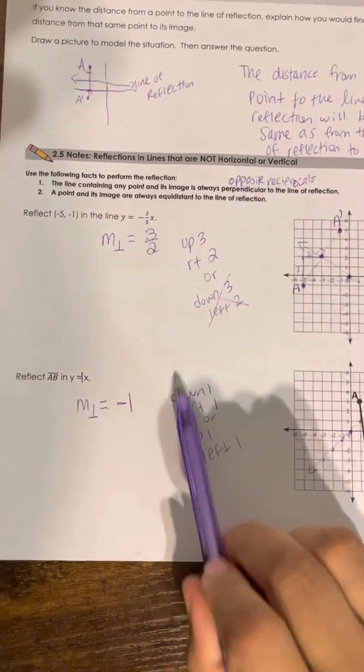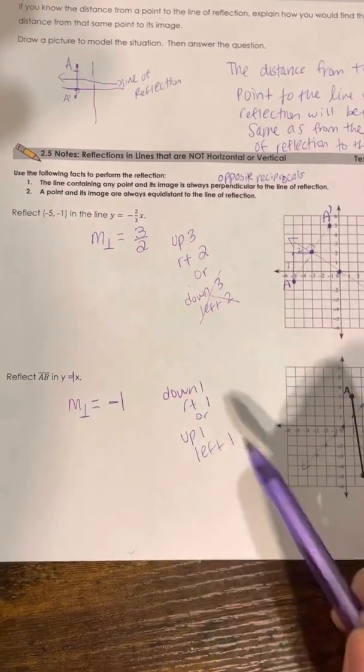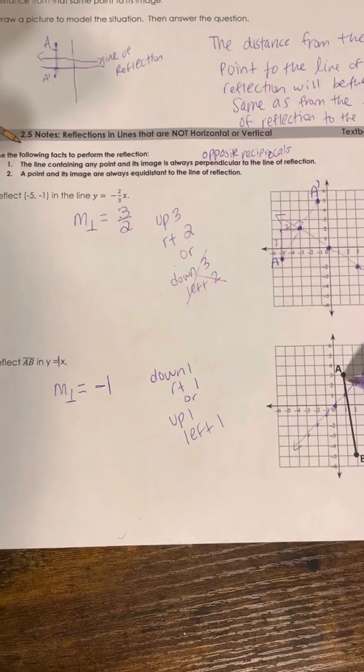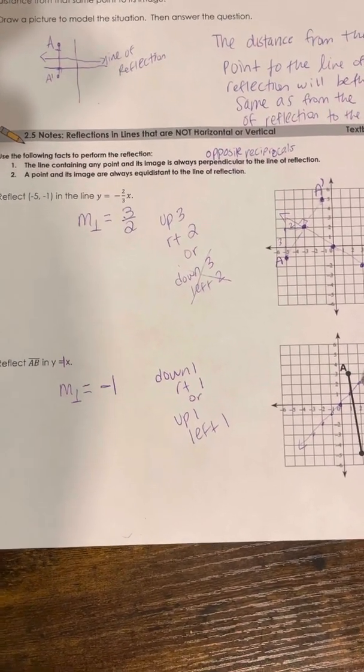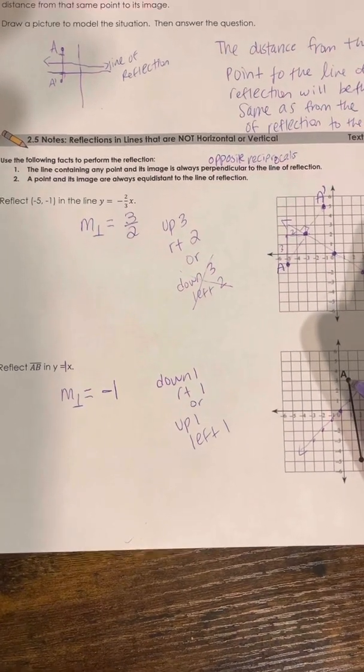That makes it so that one of the two things are negative. So let's see what happens with point A first of all. If I go down and right, I'll get closer to the line. So that works there. Let's see how I would draw this out.